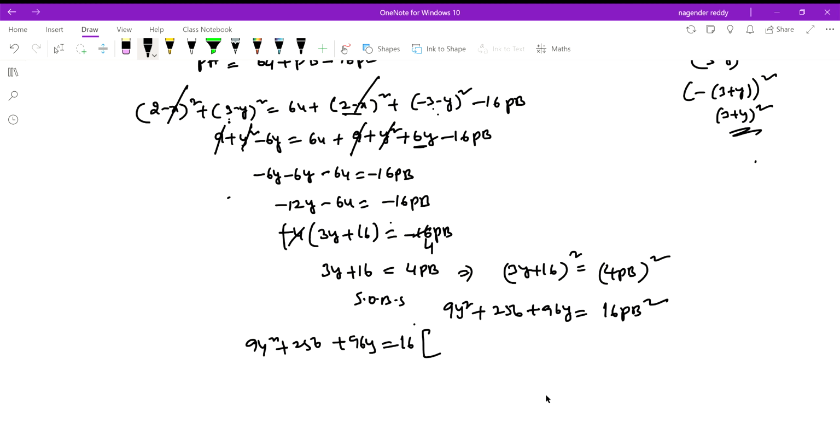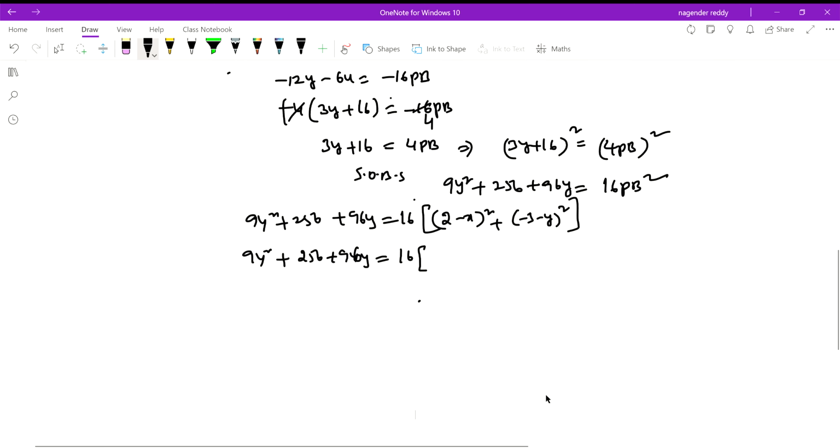See, already I wrote this PB square here. The same I'm taking with that, that is (2 minus x) whole square plus (3 minus y) whole square. I'll write in short form so that you'll understand better. 2 square is 4, and x square minus 4x plus 4. For (a plus b) whole square, this is 9 plus y square plus 6y. Now multiply here, 9y square.